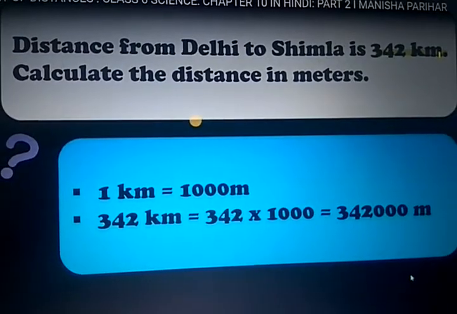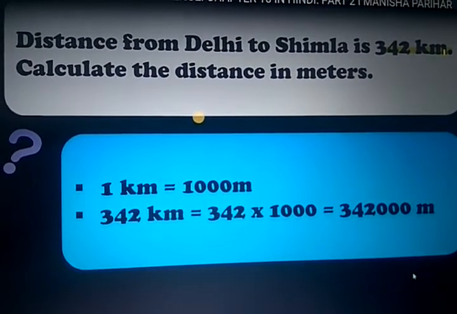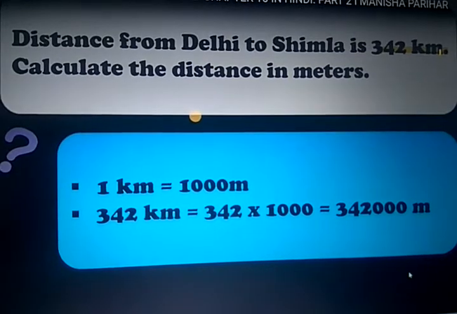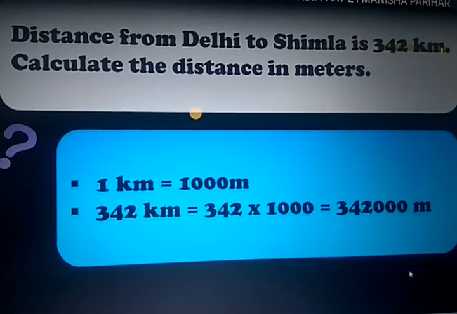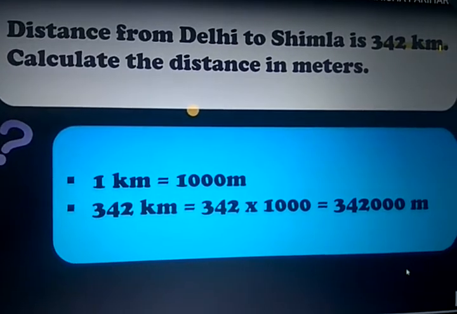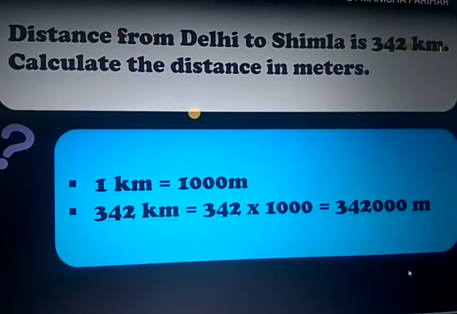Another problem. The distance from Delhi to Simla is 342 kilometers. Calculate the distance in meters. 1 kilometer is equal to 1000 meters. So 342 kilometers is equal to 342 into 1000, that is equal to 342,000 meters. Like this you can measure the distance.